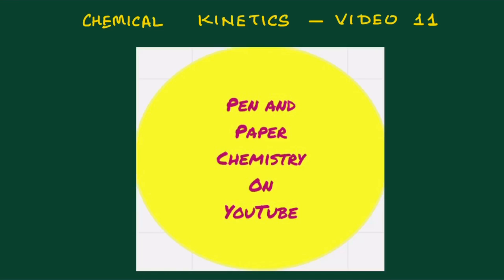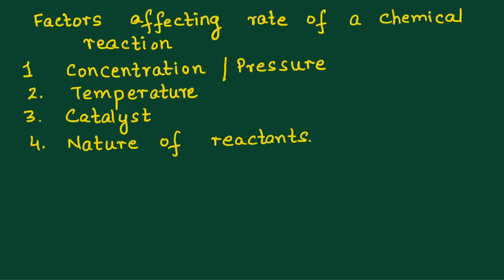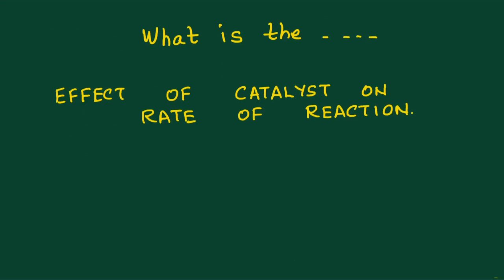Let's continue with our learning of the topic Chemical Kinetics, and this is video number 11. We were talking about the factors affecting the rate of a chemical reaction, and we've already spoken about concentration, pressure, and temperature. We are going to talk about catalyst today. So like I am acting as a catalyst for your learning of this topic. What am I doing?